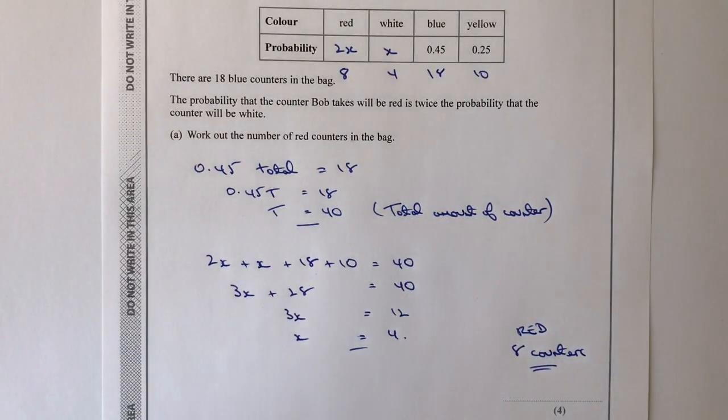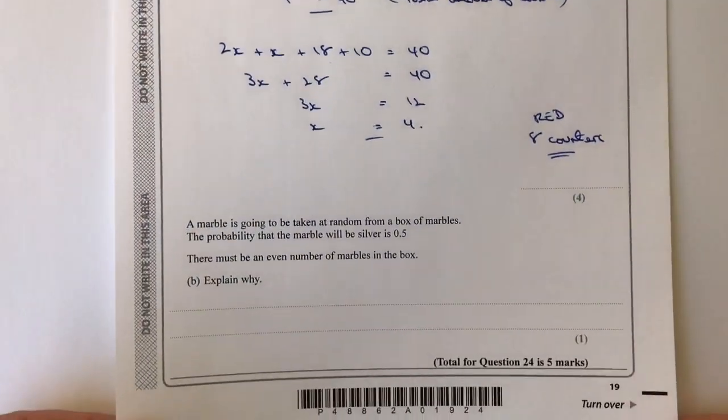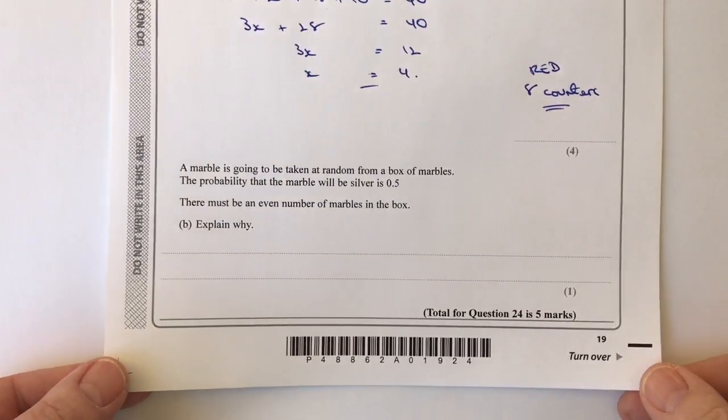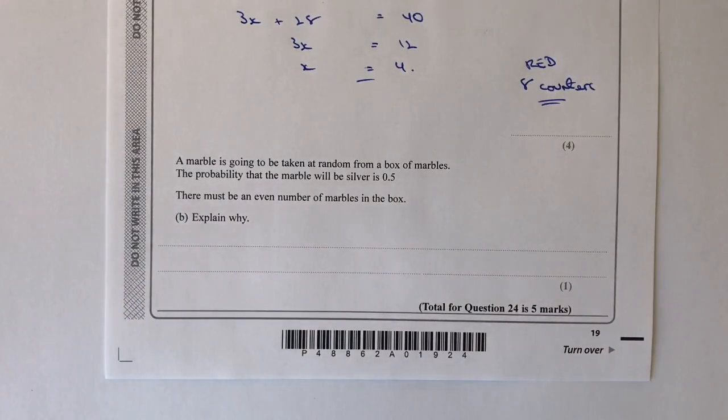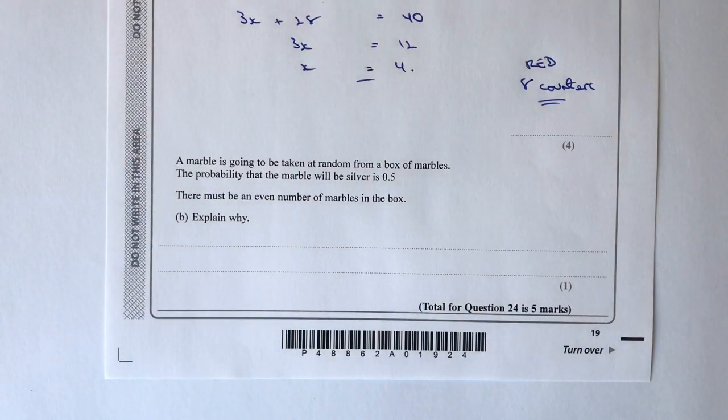All right, so let's move on to the second part of the question, and it says a marble is going to be taken at random from a box of marbles. The probability the marble will be silver is 0.5, in other words 50%. There must be an even number of marbles in the box. Explain why. Well, the reason that there must be an even number in the box, if the probability is half, is because you can't halve an odd number. So there has to be an even number in order to get a half of it.